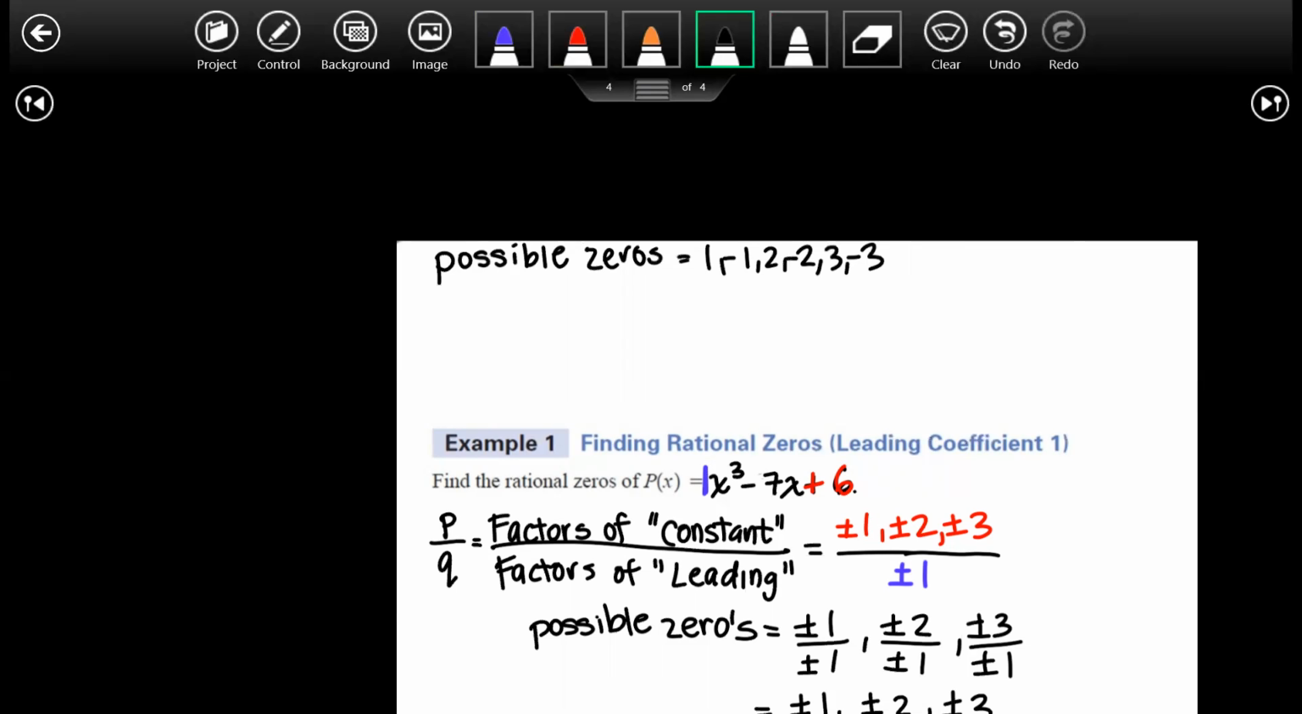That if we plug in any of these zeros, if we get P of C, so we'll just show a couple of examples. I'm going to kind of erase these. We'll do both of them.